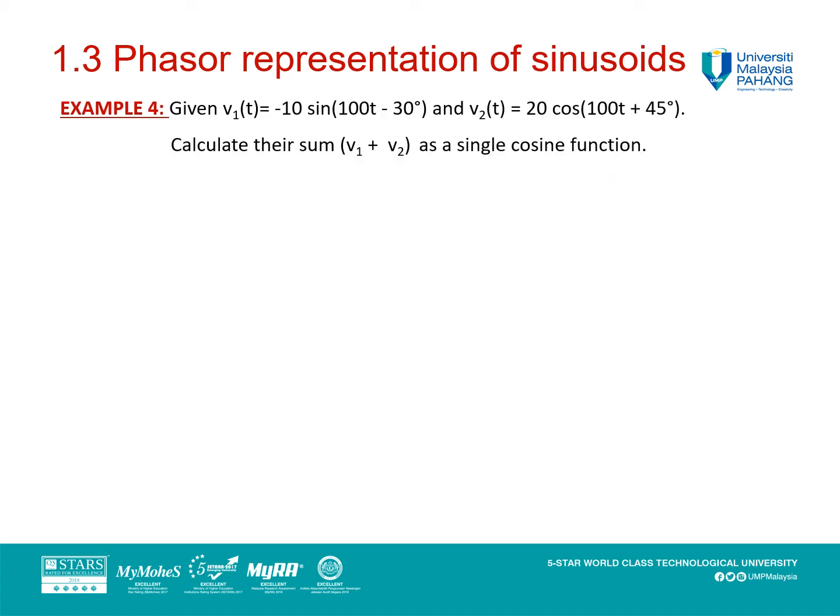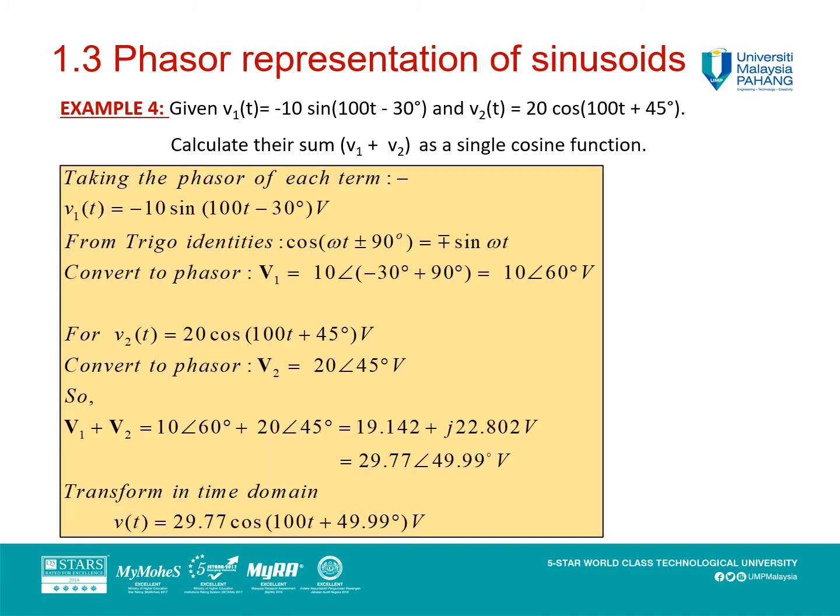All right, so next, example 4, given two equations. V1 is minus 10 sine in brackets 10t minus 30 degrees, and V2 is 20 cos 100t plus 45 degrees. Now calculate their sum. Add these two equations. So you must put your equations first in polar form. You must convert your equations to polar form first, then you add.